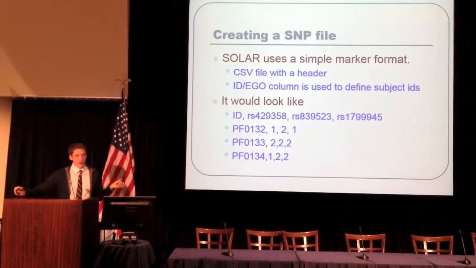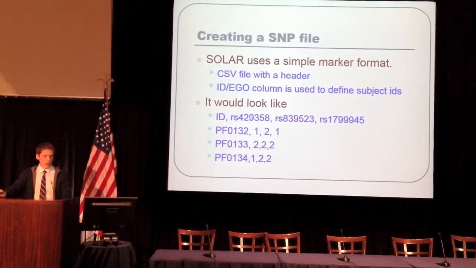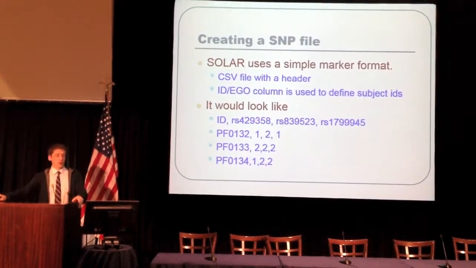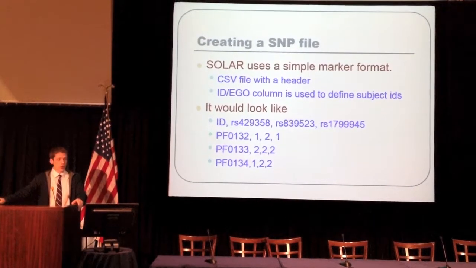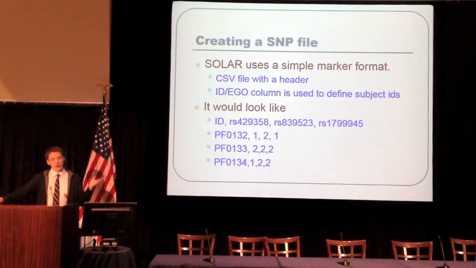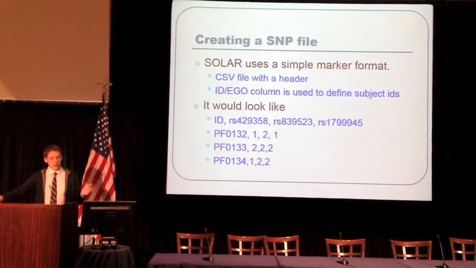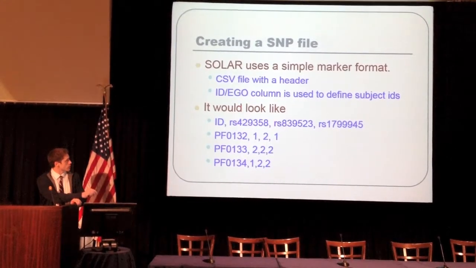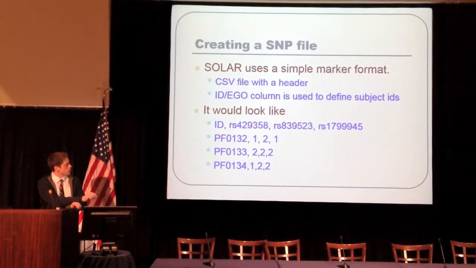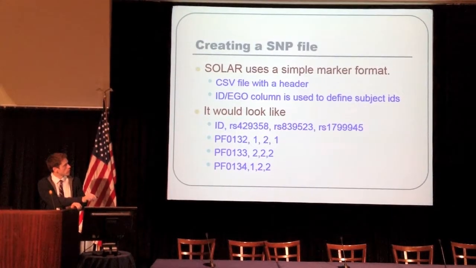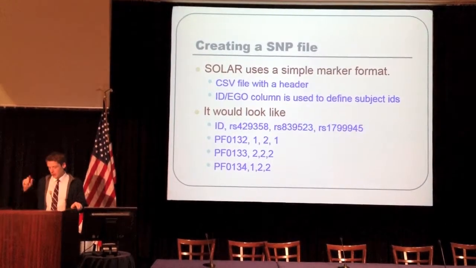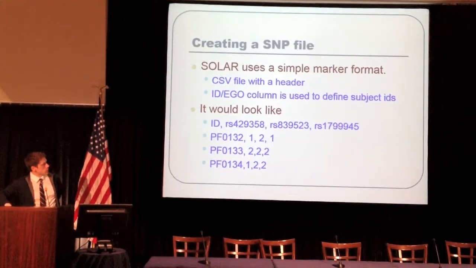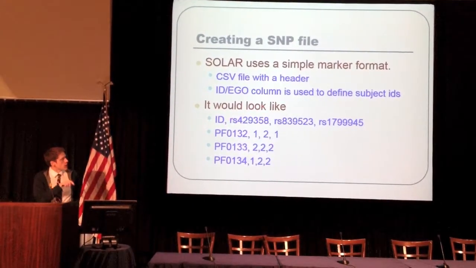So creating a SNP file is actually very simple again. Solar uses a simple marker format where we have a CSV or csv.gz file with a header. And again, you have an ID column that defines the subject IDs. And then if you name your SNPs as rs, Solar will know that those are not, strictly speaking, covariates, but rather SNPs. But it does interpret them as covariates as well.